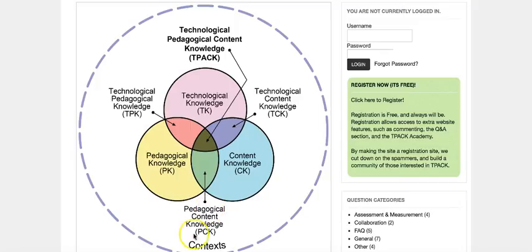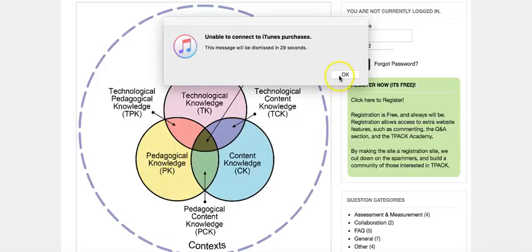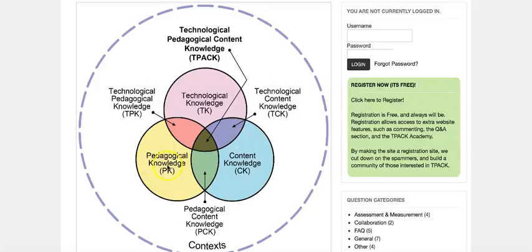And lastly is this third part down here, PCK, pedagogical content knowledge. Well, that's how most teachers teach regularly. They have their pedagogy that they know, they have their content that they know. When those two overlap in this green section right here, that's how most teachers teach.